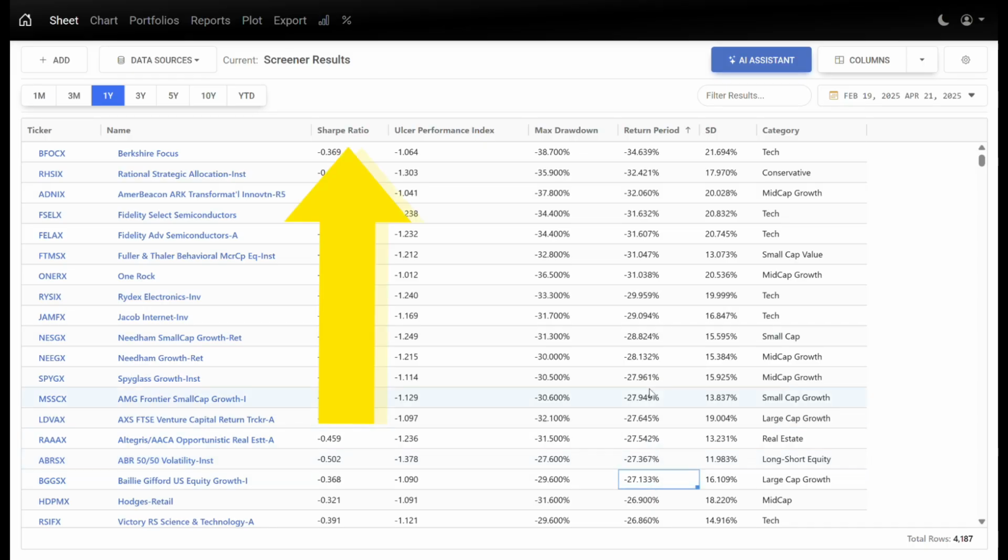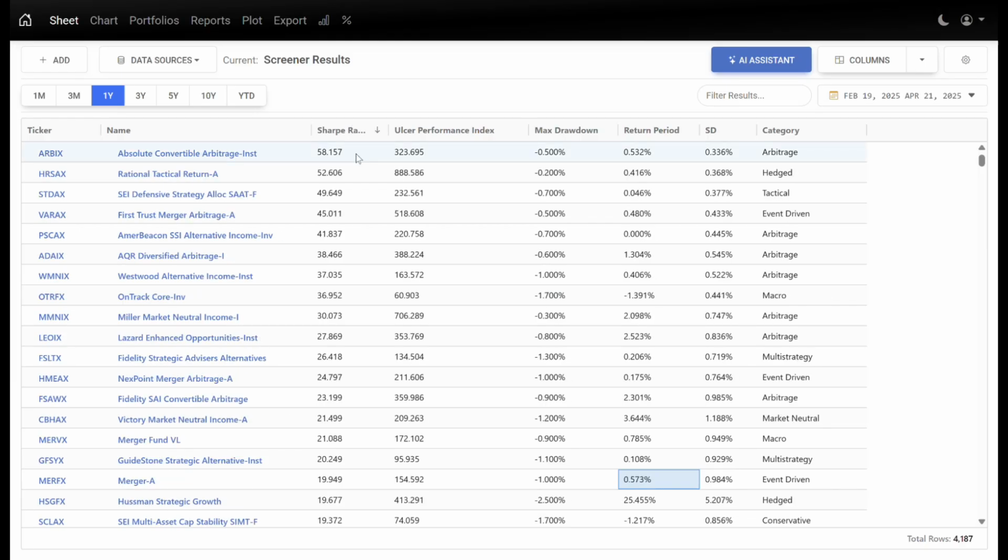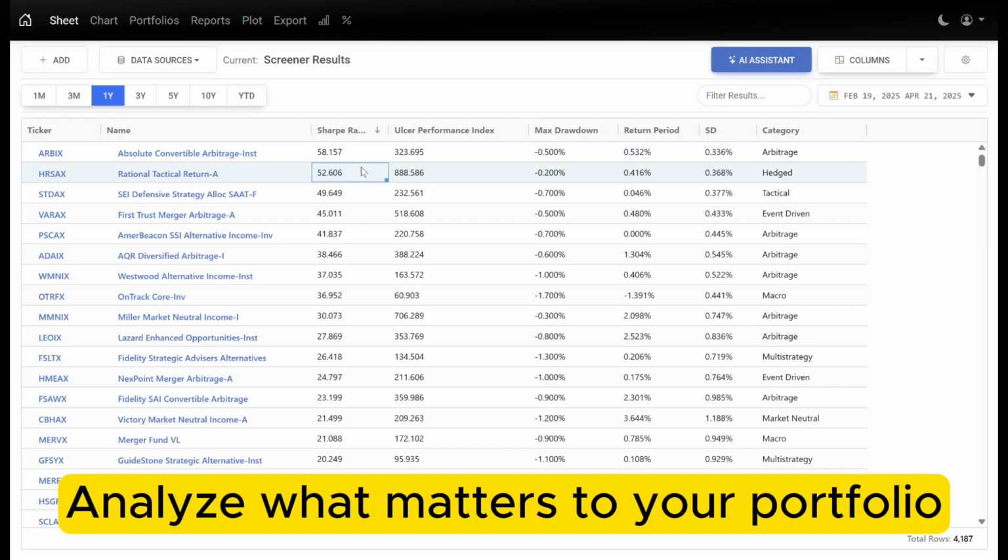Let me sort by risk-adjusted return instead, Sharpe ratio. Now we're seeing which funds had the best return relative to their volatility during this period. Different ranking, different insights. The point here isn't which specific funds won or lost during the tariff sell-off.